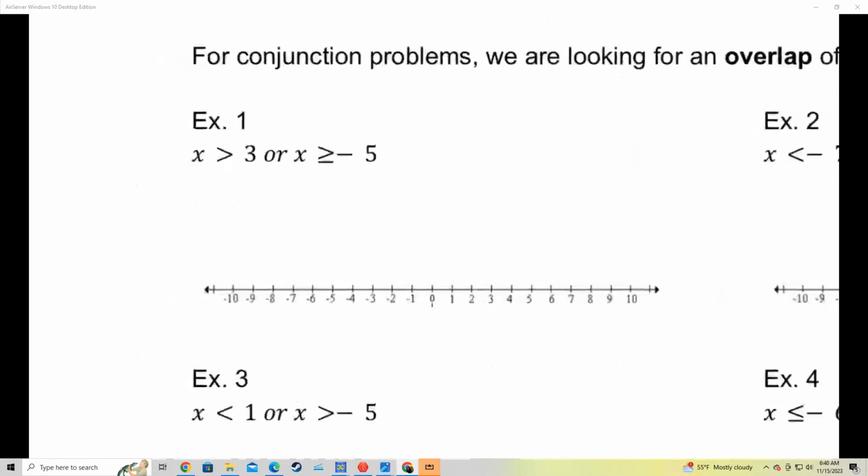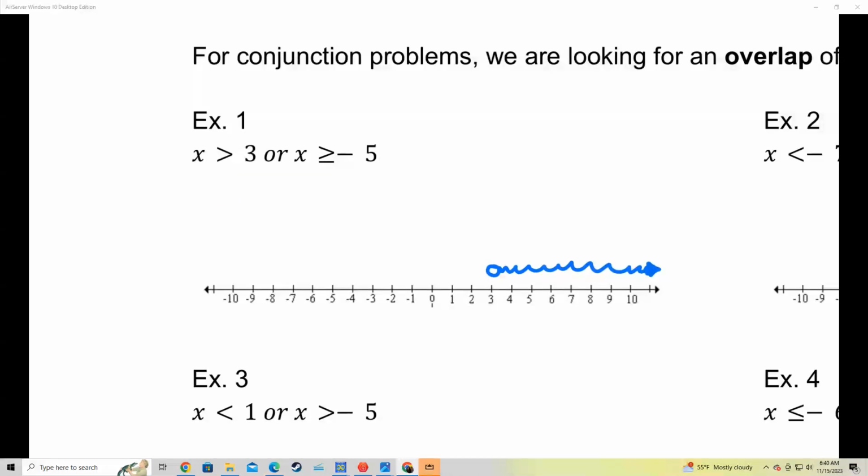So the first one says x is greater than 3 or x is greater than or equal to -5. I'm going to graph each one separately just so you can see what this looks like. So let me go ahead and graph the first one. X is greater than 3. You know how to graph this. And again, we're going to float these graphs at first. So on the top, I'm going to go ahead and circle the 3. Since there's no equal sign down here, I'm not going to shade it, and I want the x's that are greater than 3, so that's going to go to the right.